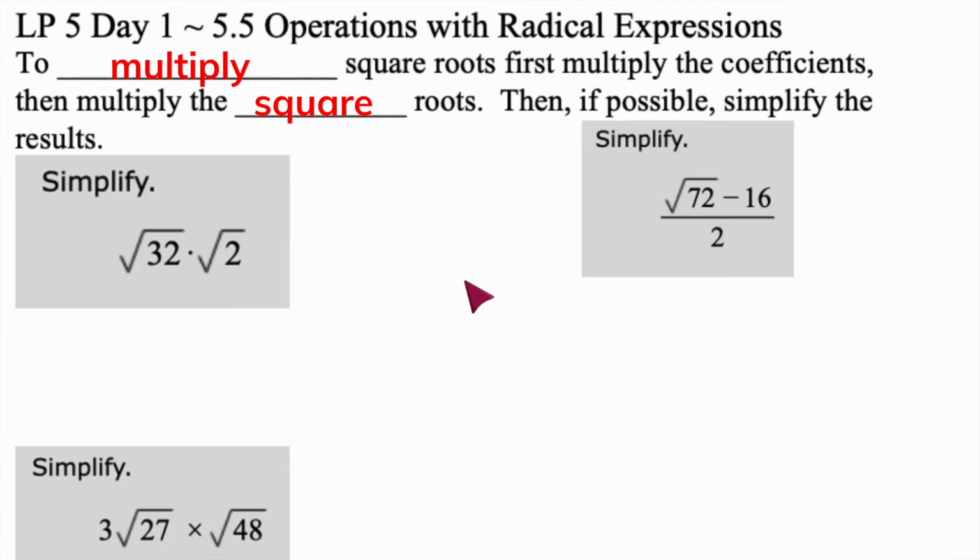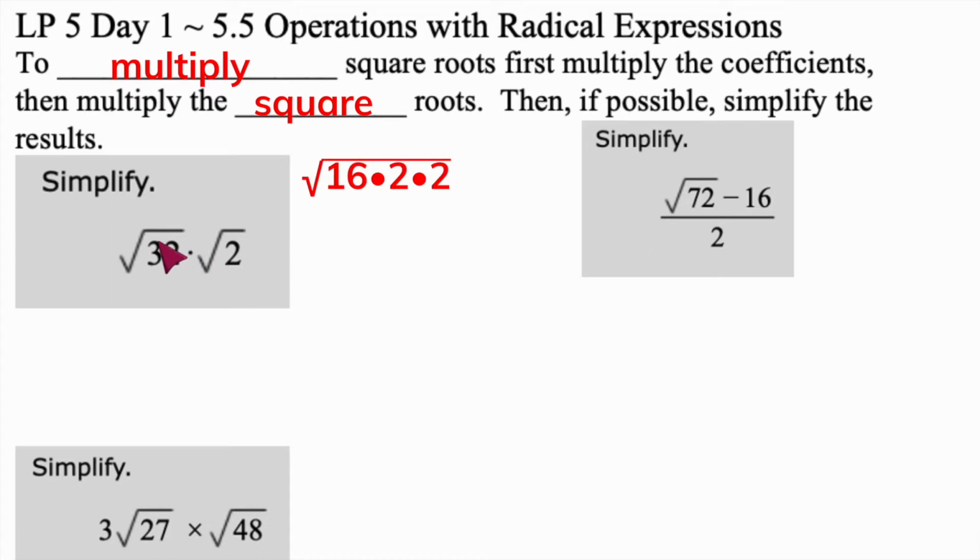So first, to multiply square roots, we multiply the coefficients and then the square roots underneath. If possible, after that, we can simplify the results. You can also simplify first and then multiply. It's kind of preference on that one. Just depends on how you like to do that.